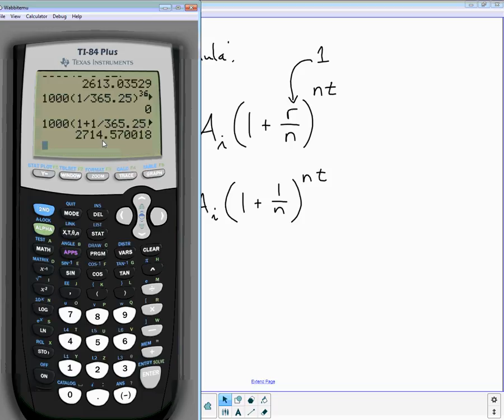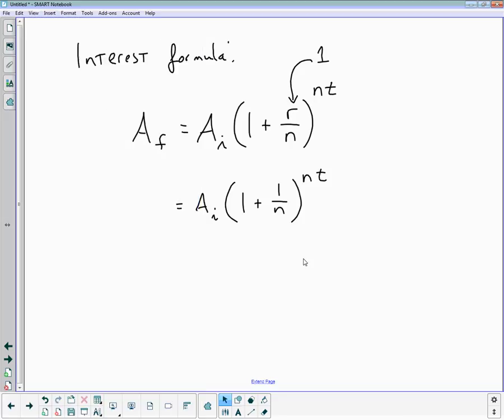So what if we were to compound every second? It would make a little bit more money, but not a heck of a lot, okay? And what's happening is that we're creeping up on a value. And that value is e. Notice, 2.714, 2.718.